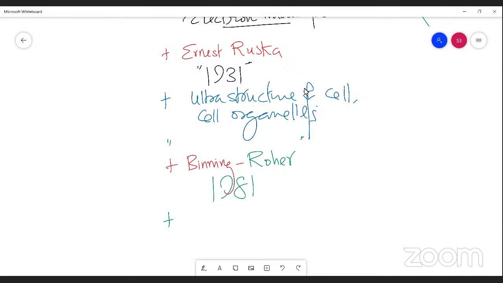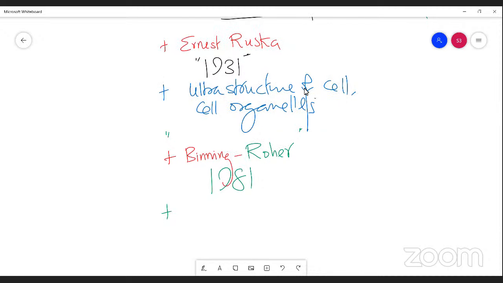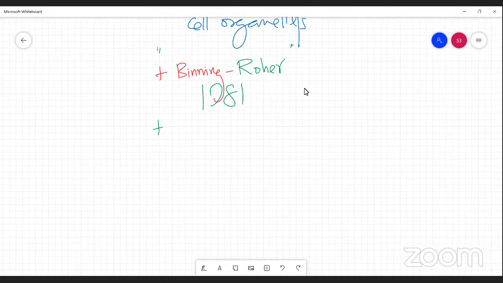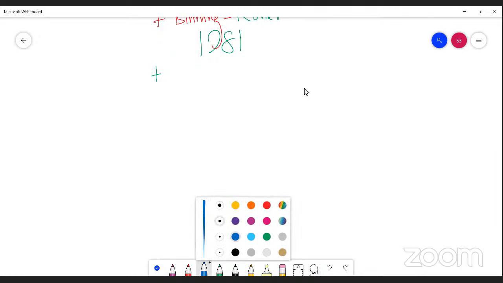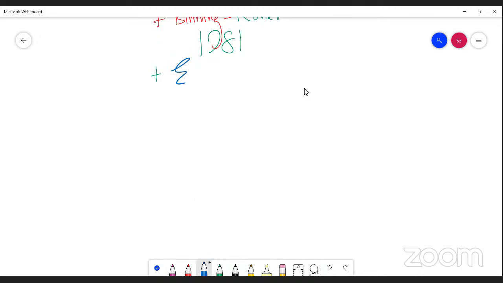Actually, there are some components of the electron microscope. I'm going to tell you one by one. Before that, what are the major components of this electron microscope? Simply, it consists of an electron generating system. That is the first component.